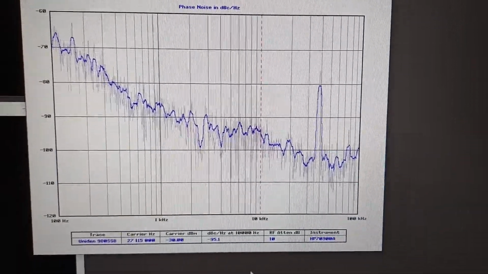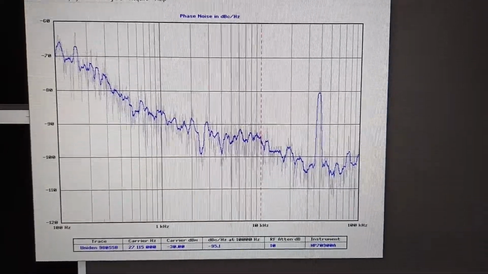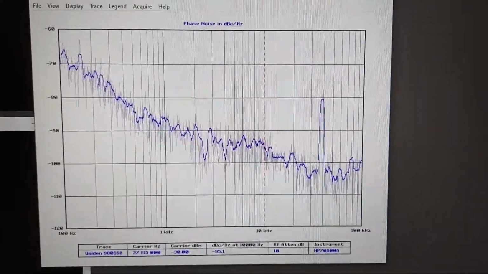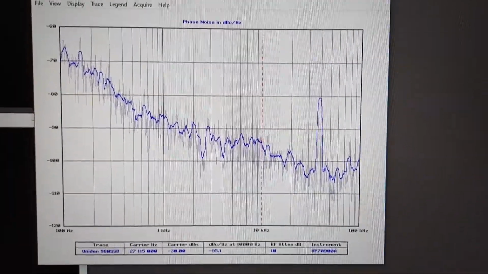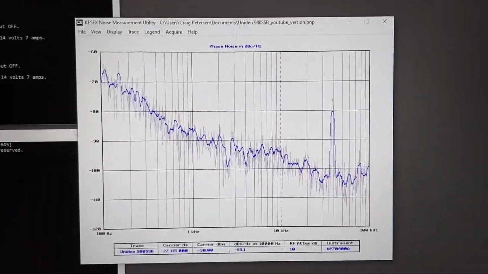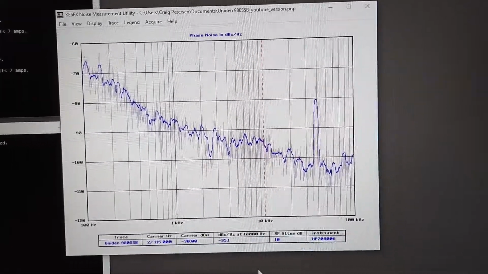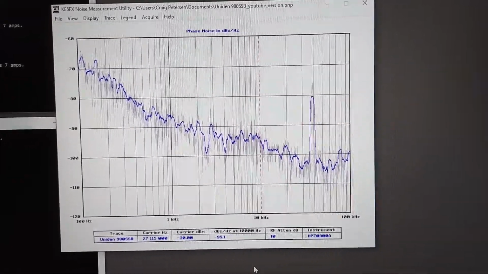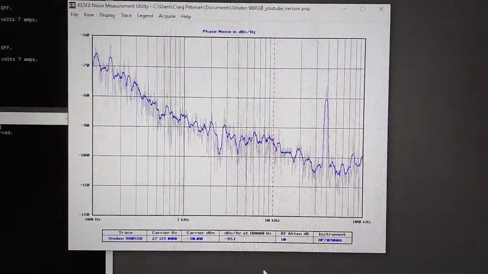Well, here's the results of the phase noise analysis. It's kind of average for CB radio. Other than the large spike there at around the 30 kilohertz mark, we're not doing too bad. It's a good 95.1 dB down at 10 kilohertz spacing, so, well, it's not too shabby.